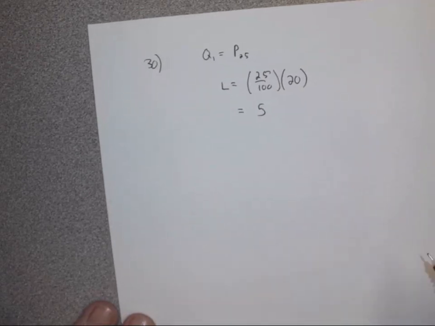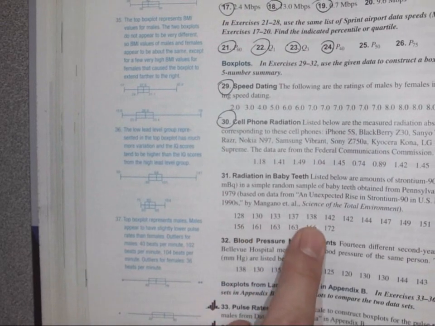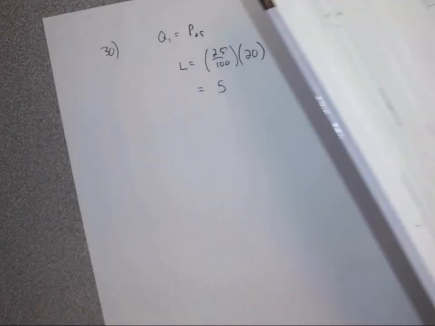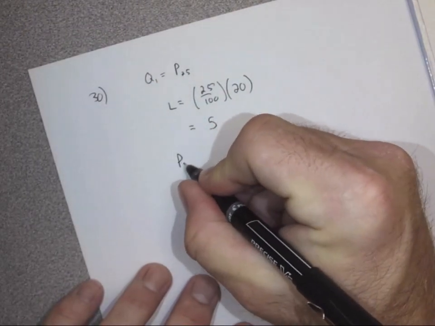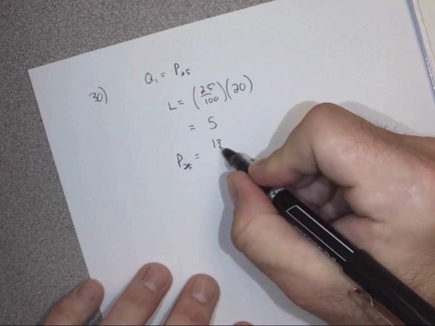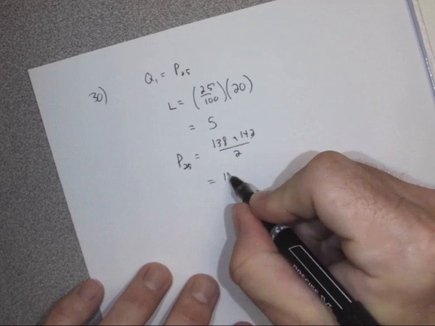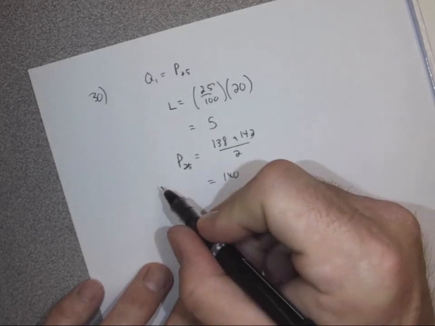So that means I'm going to have to take the mean of location 5 and location 6. So 1, 2, 3, 4, 5. That's 138 and 142. 138 plus 142 all divided by 2. So this should be 140. So that's Q1.